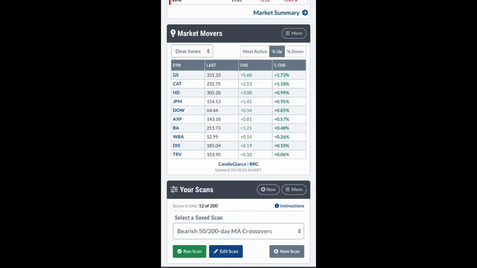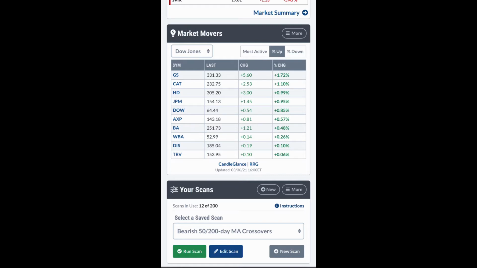Hi, everybody. So we're going to continue the conversation on breakout and consolidation scans. Today, we're going to be looking at breakouts. This is going to be focused on volume. So we're going to be looking at stocks that are moving sharply higher on a large volume.